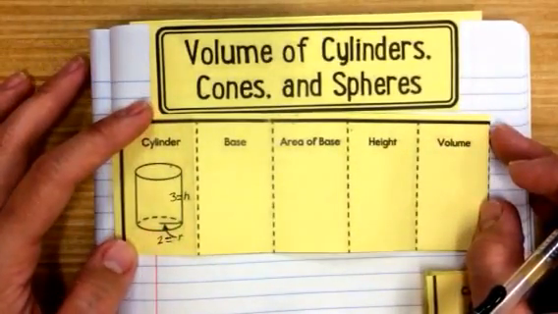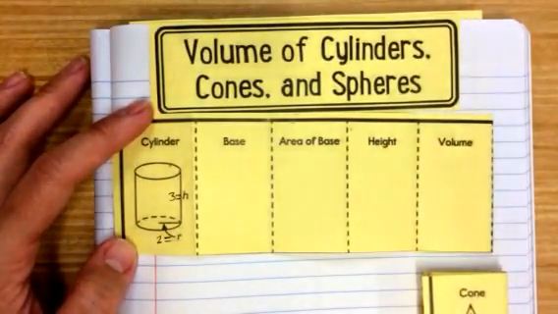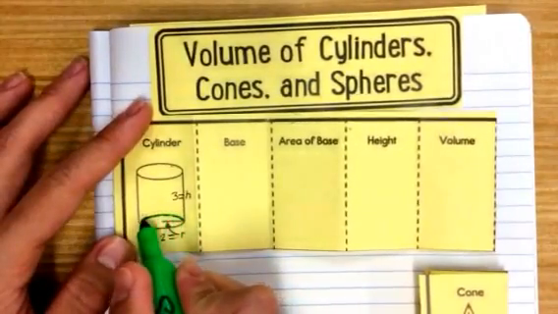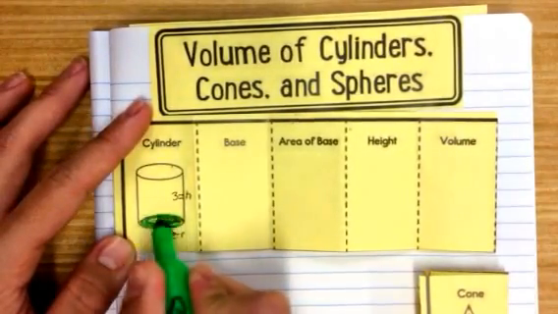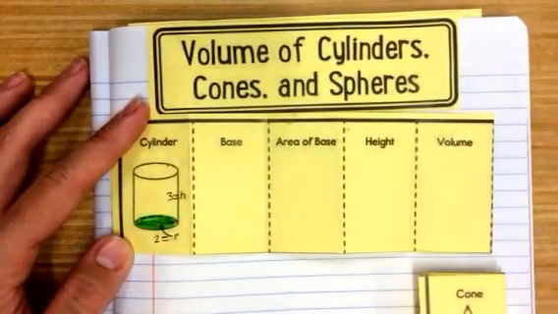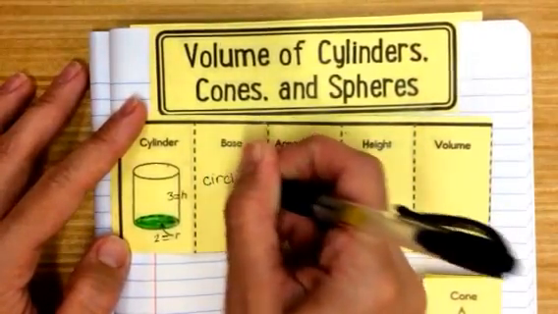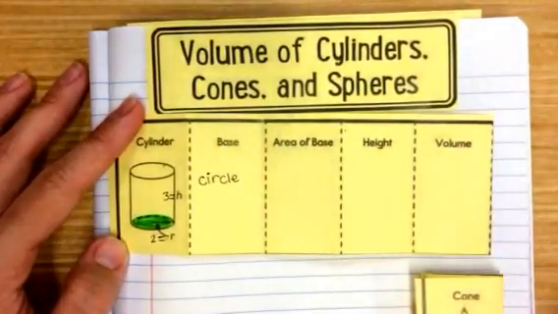of a cylinder. Now the first thing that you need to do is identify the base. Now when I look at the base of my cylinder and shade it in, I see that it is a circle. So that is the first thing that you should identify.